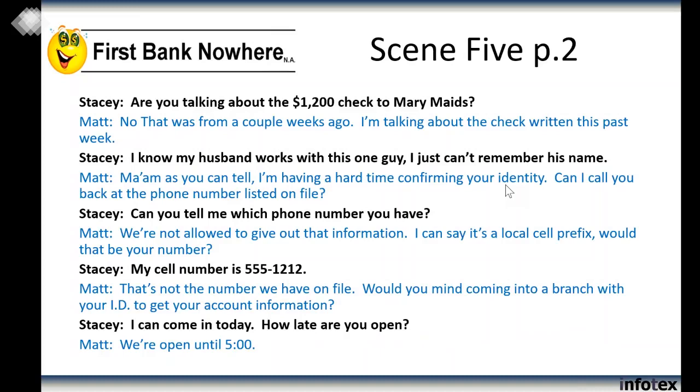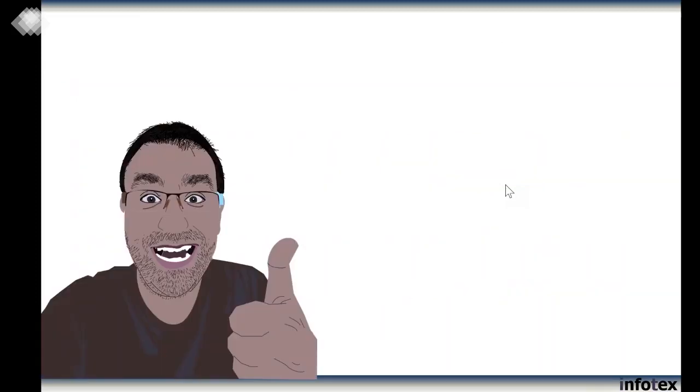And so we did try the last resort, number one, which is to call back at the number on file. And when that didn't work, in this particular institution, Matt, as the teller, did not have to escalate to the supervisor unless Stacy seemed upset, and she didn't. So I'm feeling like this is a good scene that addresses a lot of the issues. Of course, additional scenes that might need to be exercised at any institution would be a lone customer calling that doesn't have the deposit account, that sort of thing.